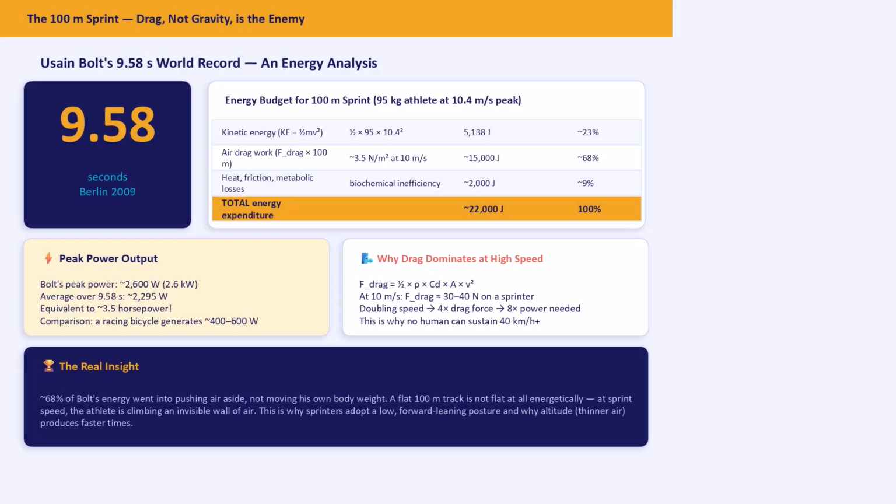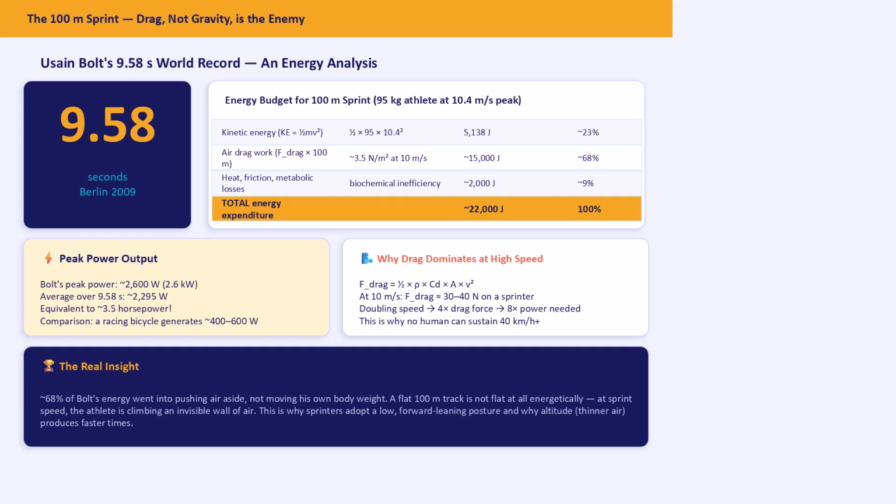Usain Bolt's 9.58-second world record in Berlin in 2009 is a masterclass in energy management. His body mass was approximately 95 kilograms. At peak speed of 10.4 meters per second, his kinetic energy was about 5,100 joules. Yet his total energy expenditure over 100 meters was closer to 22,000 joules. Where did the rest go?